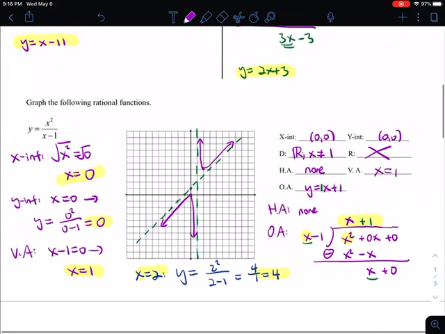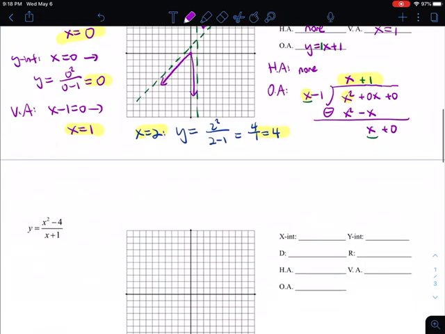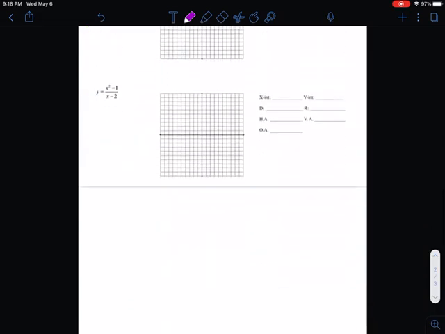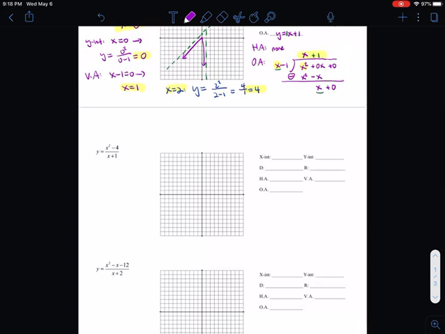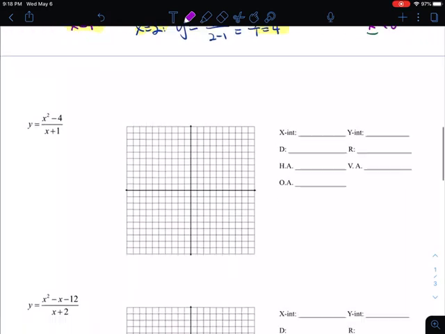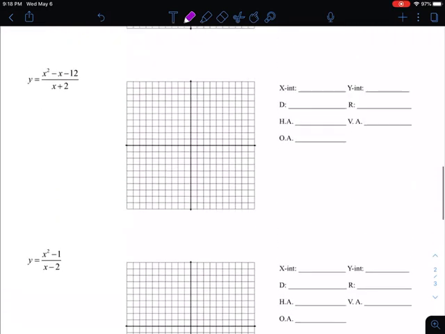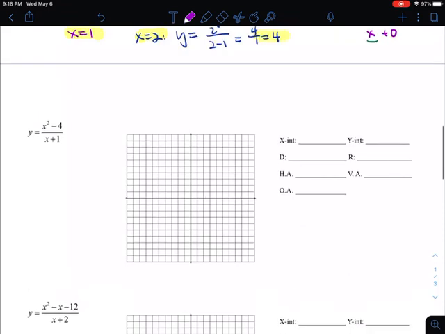But yeah, there it is. So the ideas are all the same, except with the introduction of a new key feature, and that's slant asymptote or oblique asymptote. Okay, I think there's going to be 3 more graphs. I'll do one more with you guys in this video, and then I'll let you guys try the last 2 on your own.